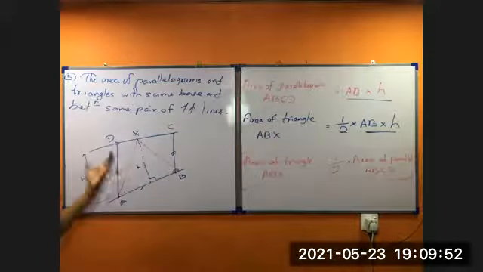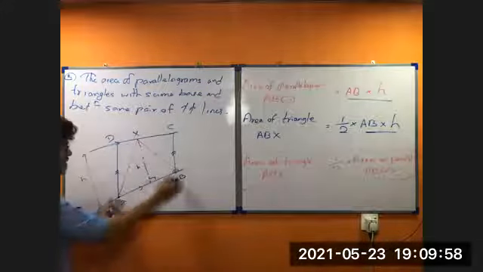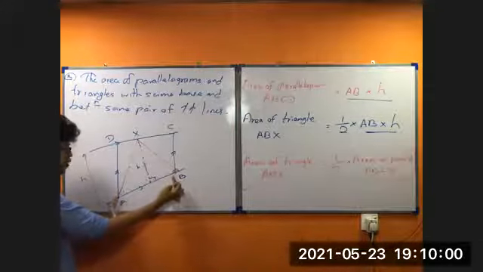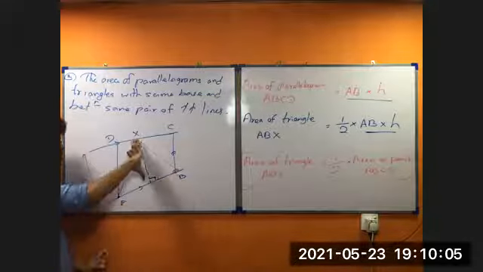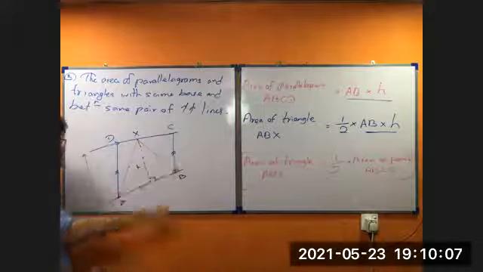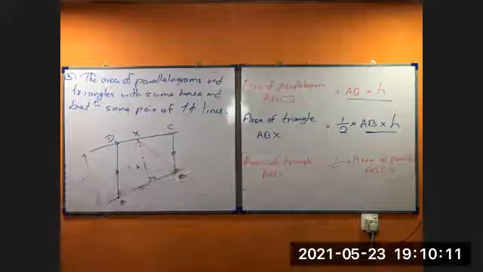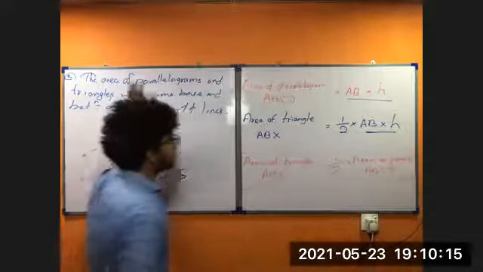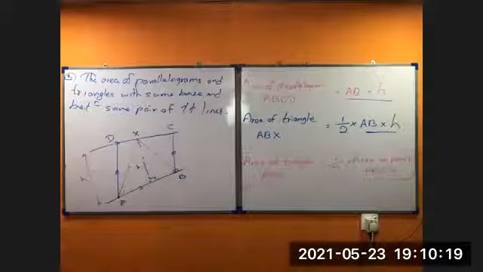So basically, if you see a parallelogram and a triangle between the same pair of parallel lines and they have the same base, this is very important, they should have the same base, then you can say the area of the triangle is half of the area of the parallelogram. Let's write the topic and write it down. If any questions, you can ask.